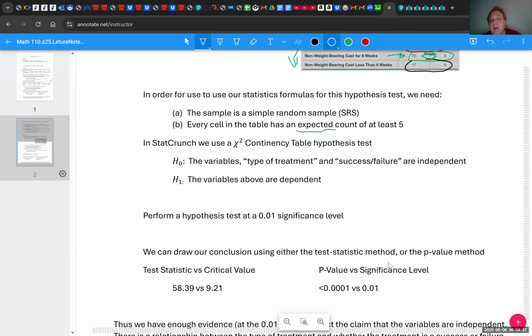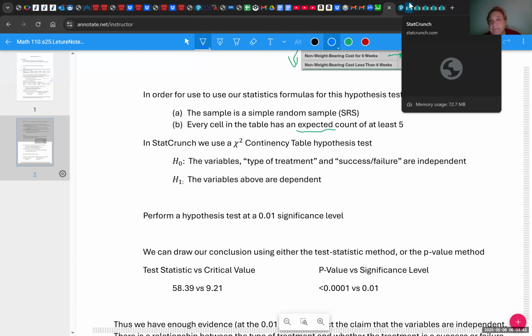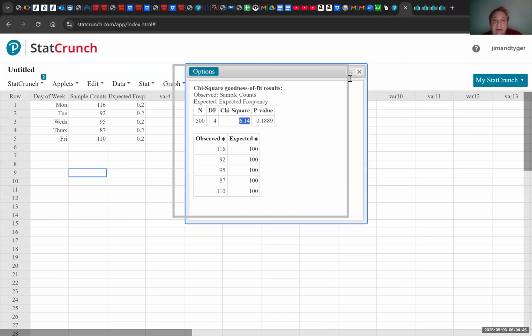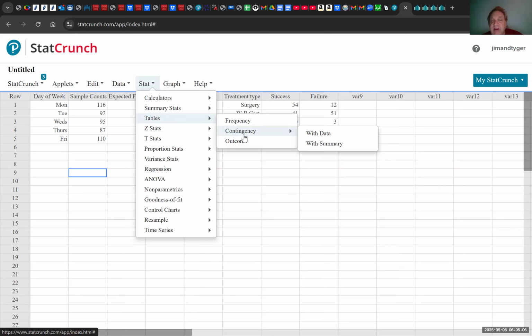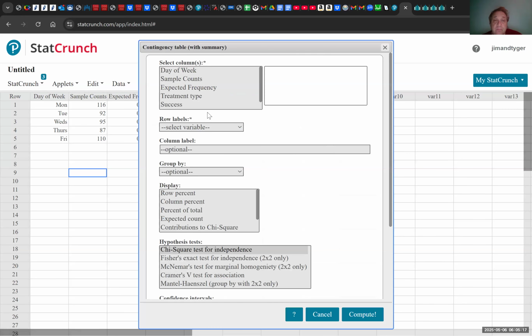Let's go over to StatCrunch to get some numbers. All right, let me get rid of this thing right here. So I've typed in the different treatment types and the success and failure, all that data from the worksheet I'm showing, into StatCrunch. Then I'm going to go to Stat, and go to Tables, and you'll see that there's a contingency table right here. We don't have the raw data. We have the summary of these. So we're not showing all 54 successes. We're saying that there were a total of 54 successes. That's called a summary. So we do the summary here.